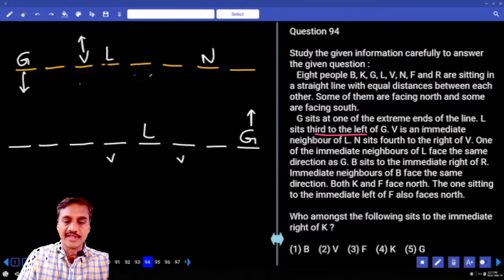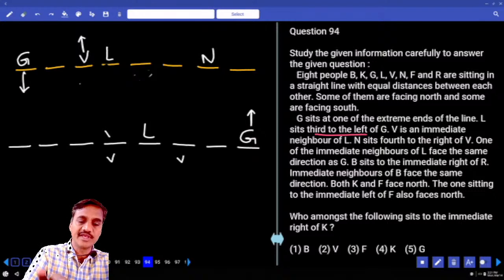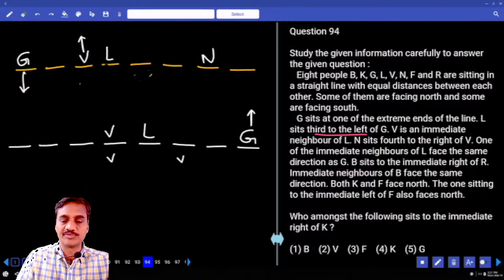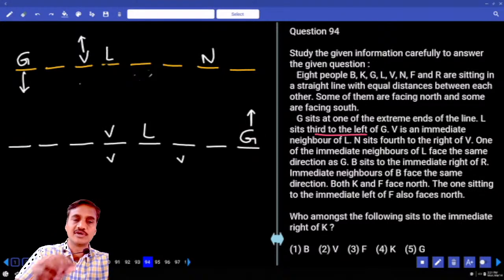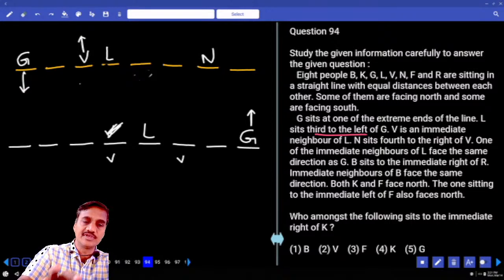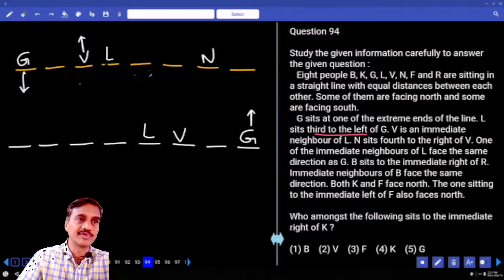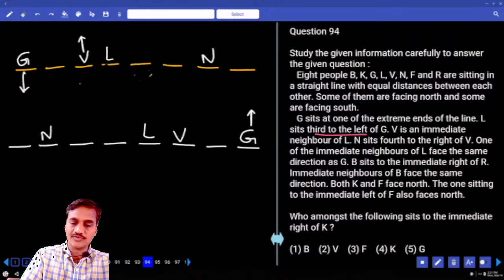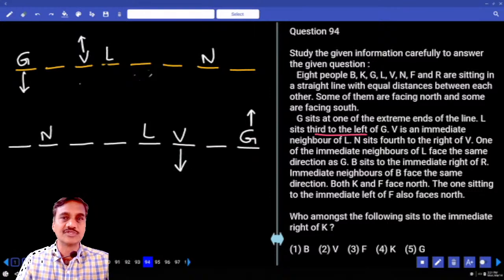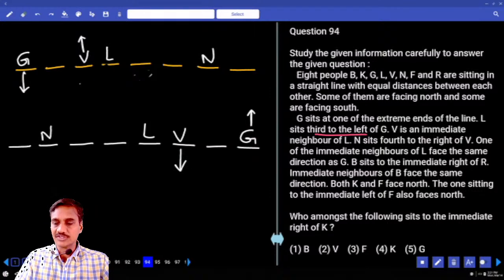Then again coming back to this one. And if you take V at this place, అప్పుడు ఏమౌతుంది చెప్పండి? Now N fourth to the right of V is not possible. Hence V cannot be here. As V cannot be at this place, hence where should this V be? And V is at this place. అమ్మా సరిపోయిందా? N sits fourth to the right, 1, 2, 3, 4, N is. Now fourth to the right of means V must be facing towards south. N sits fourth to the right of V and V is an immediate neighbor of L.